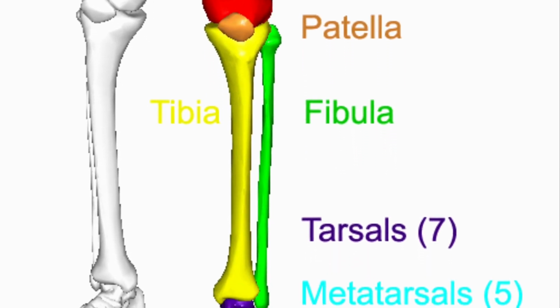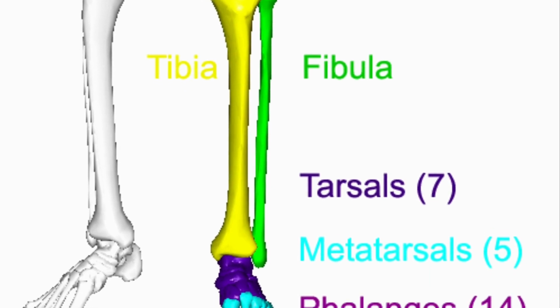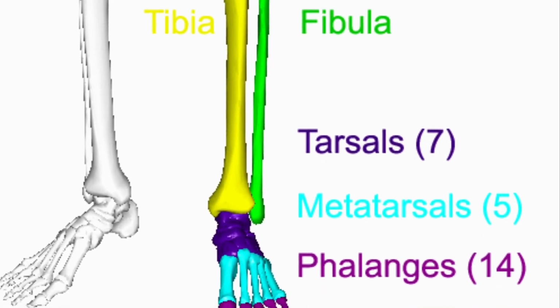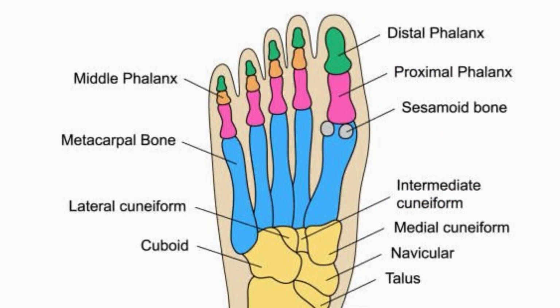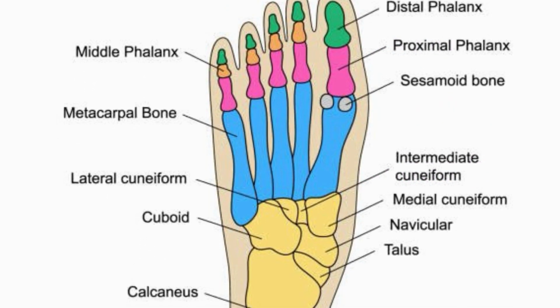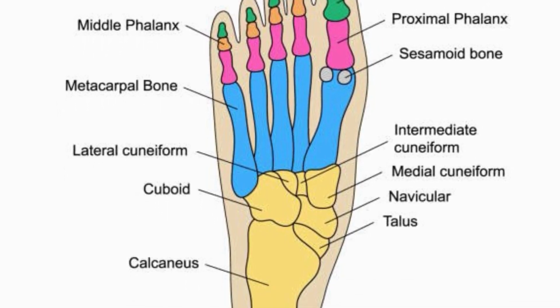Similar to the hands, with 8 carpals and 5 metacarpals, the foot contains 7 tarsals and 5 metatarsals. Connected to the metatarsals are 14 phalanges that make up the toes. The foot also contains the calcaneus, which makes up your heel.